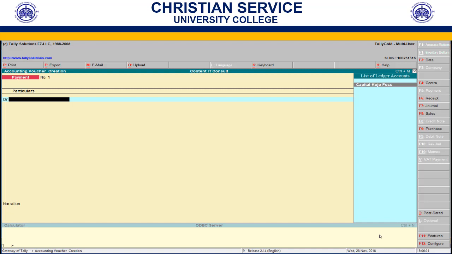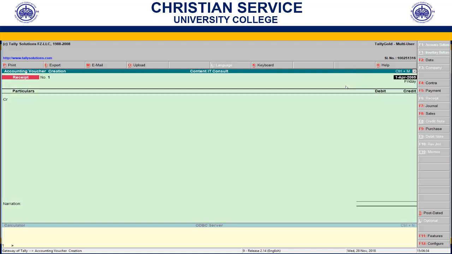On the right, you can see the various voucher types that we have. We have the contract, payment, receipt, journal, sales, credit note, purchases, and it continues. A few more journals we have. We would look at the receipt voucher by clicking receipt or pressing F6. That gives us the receipt voucher.